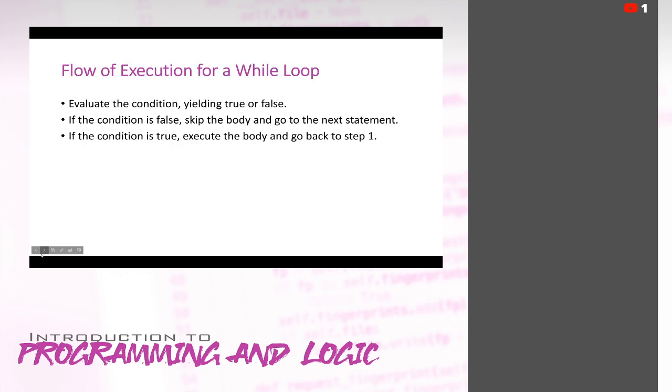So let's talk about the flow of execution for a while loop. So we're going to evaluate the condition. When we evaluate that condition, it's going to give us either a true or a false, just like an if statement. If the condition is false, it's going to skip that code that's related to the while loop, and it's just going to continue on. If the condition is true, it's going to execute that code that's related to that while loop.